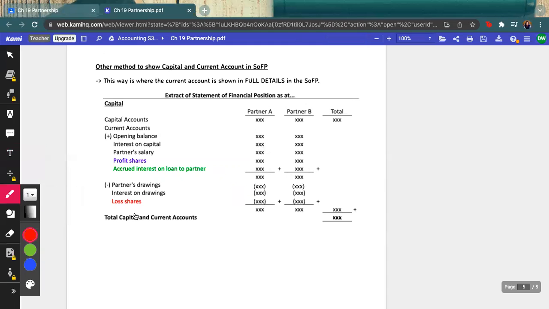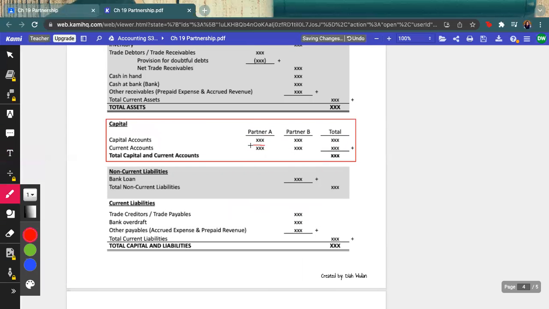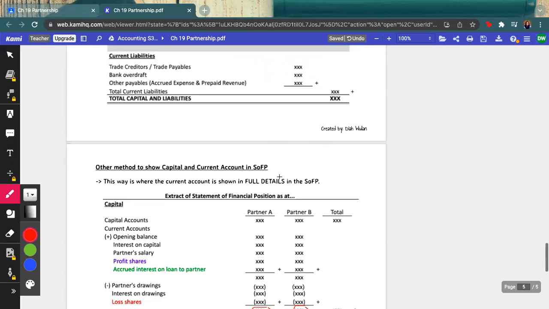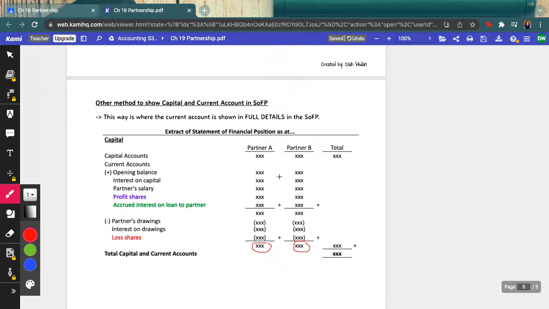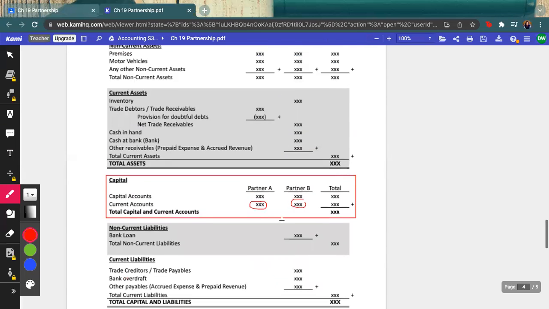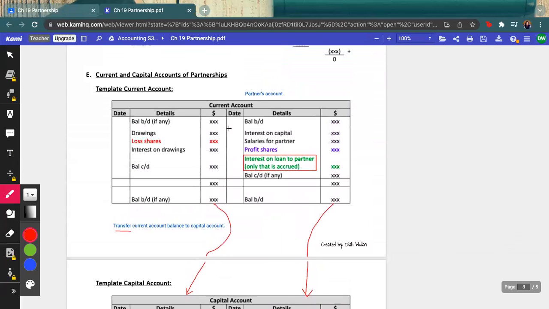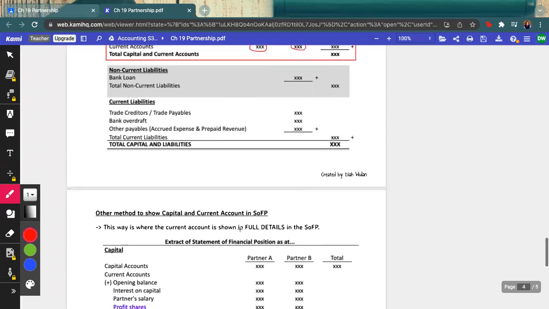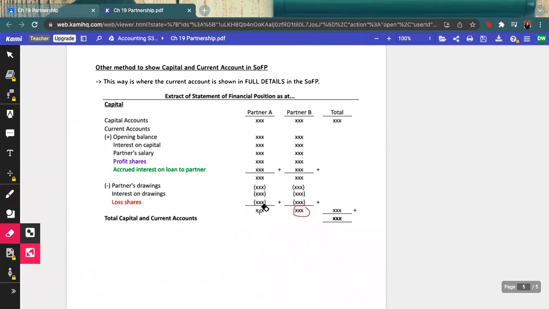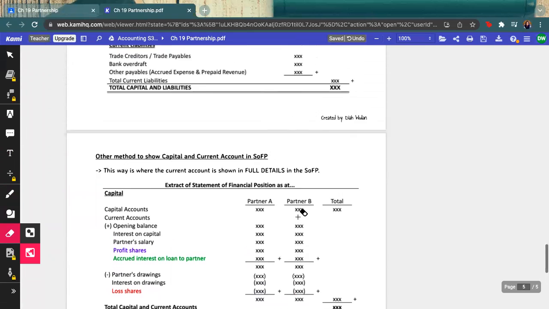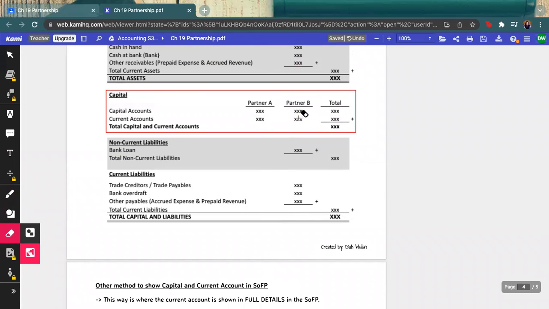And this current account here is basically the result of that and that. The difference between the above and below is that you will break down the current accounts calculation inside SOFP. Or if you are given questions to prepare current account, then you have to do it in the account, take the balance and then put it in the SOFP. Once again, I do not know which one will be questioned in the IGCSE, but you have to be able to do both. Am I clear?